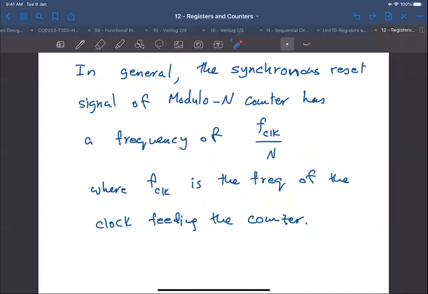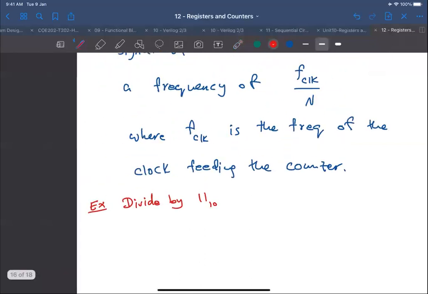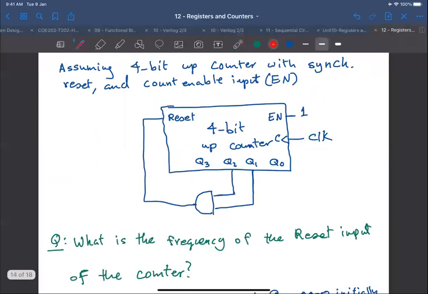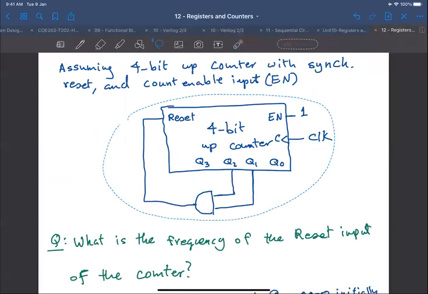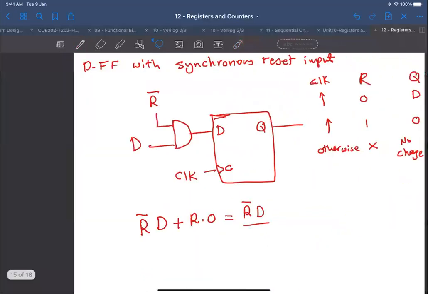Let's have, for example, an exercise: I would like to divide the frequency by 11. How do we do that? Let me just go back to this circuit and take out whatever I don't need.